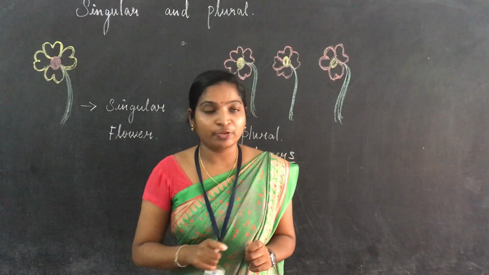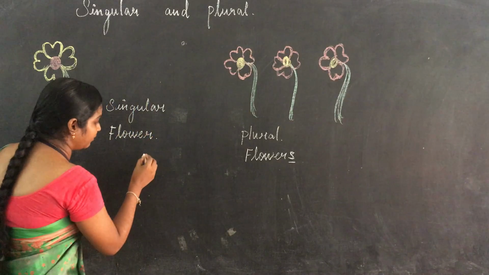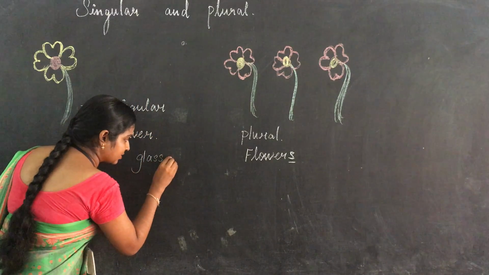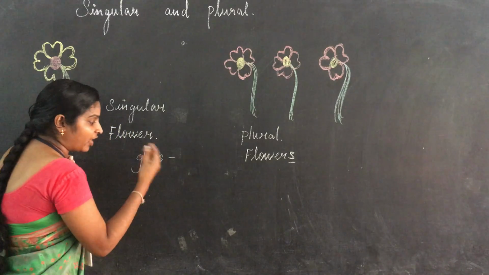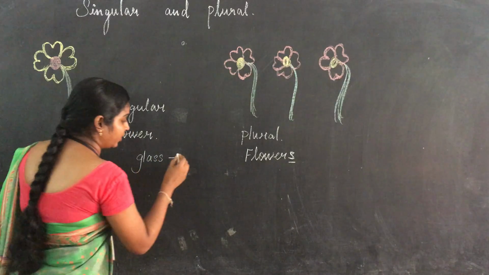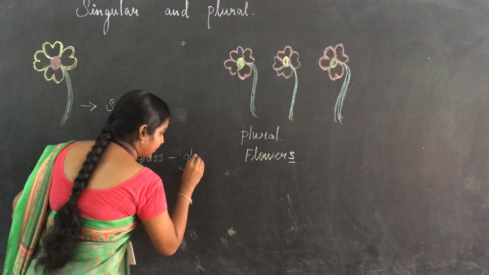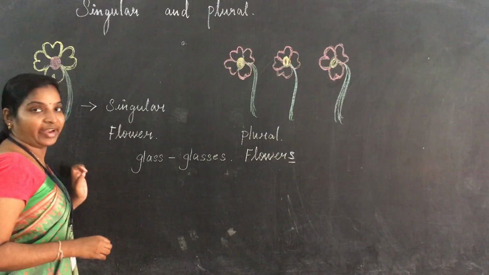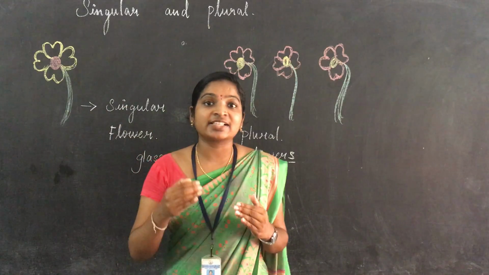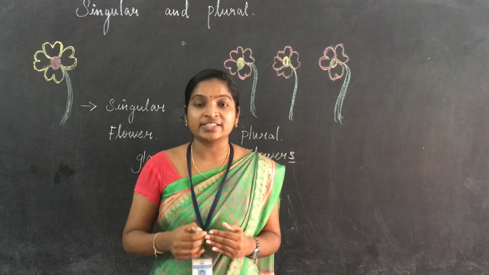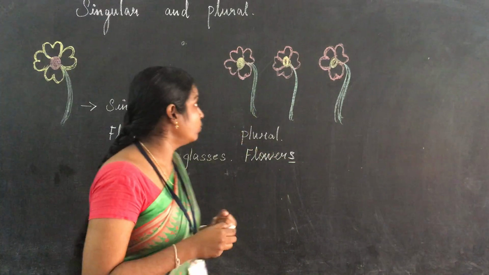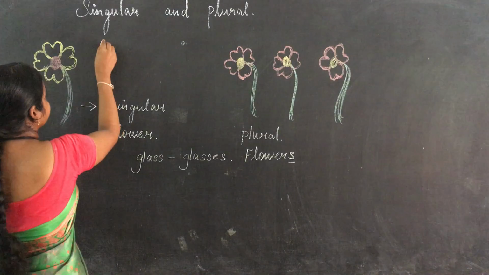For example, if you take here, I write glass. We have to add es. I told you that we have to add es. Glasses. Like this we have to write. For what cases do we have to write like this? When the noun ends with s.